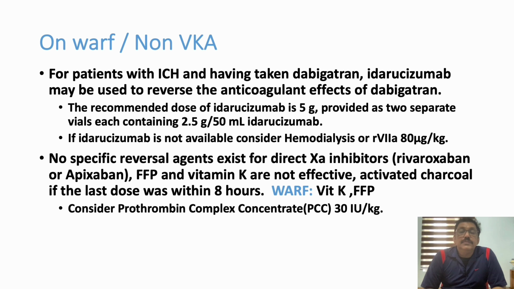30 international units per kg can be tried. Warfarin routinely responds to FFP and vitamin K, so that is the advantage of warfarin. But other drugs like dabigatran, rivaroxaban, apixaban are very safe drugs in terms of bleeding. But once the bleeding occurs, they are very difficult and very costly to treat. So warfarin is one drug which is very easy to treat because it responds to vitamin K and FFP. But the drug has a lot of complications and interactions. That's why nowadays we use dabigatran, rivaroxaban and apixaban.